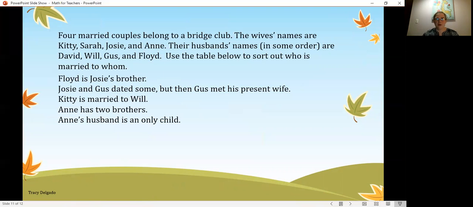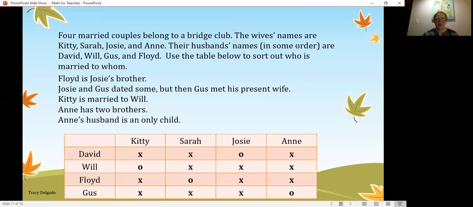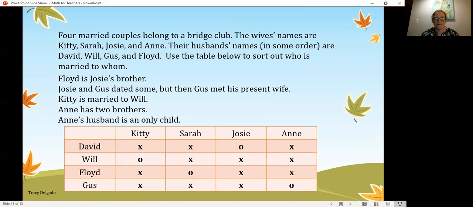Floyd is Josie's brother. Josie and Gus dated some, but then Gus met his present wife. Kitty is married to Will. Ann has 2 brothers, and Ann's husband is an only child. So we already know Kitty is married to Will. We have that solved already.